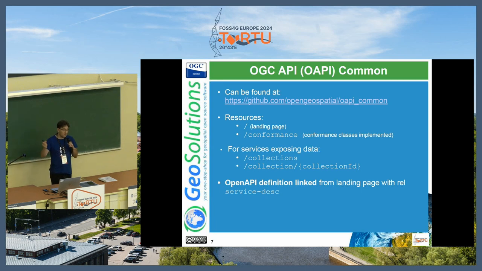If your service is exposing data, not all services do, you have collections and a way to enter into a particular collection. And an OpenAPI definition of the service, describing how to interact with it from a machine-to-machine communication point of view, is provided in a link with the relationship service-desc.